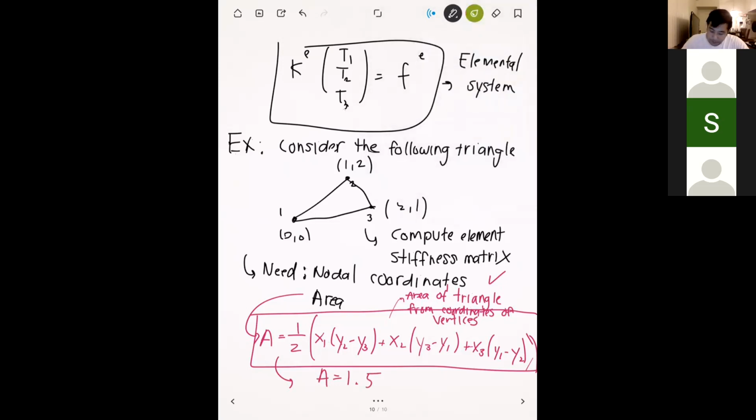Oh, and one thing I always forget, we need our thermal conductivity. For this problem, let's assume a thermal conductivity of 6. Now that we have the area and the thermal conductivity, the next step will be to compute the shape function derivatives. Before I do that, are there any questions on this?